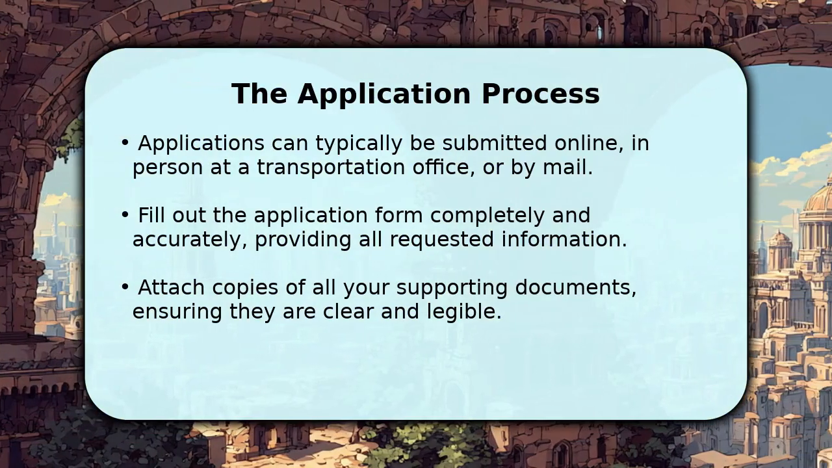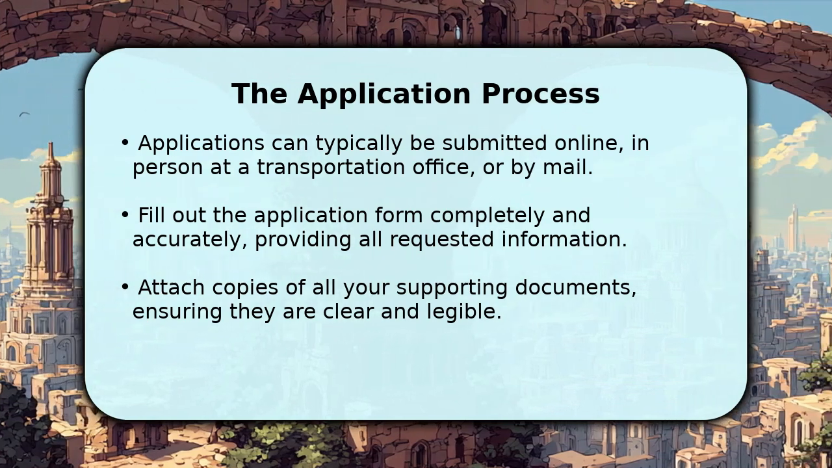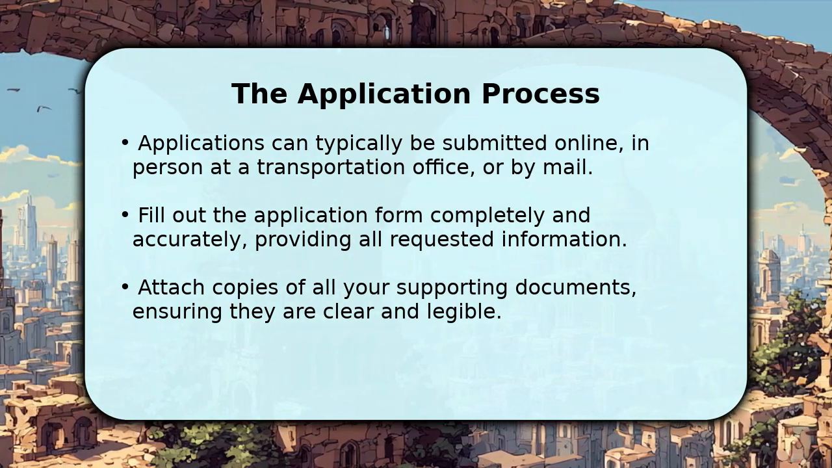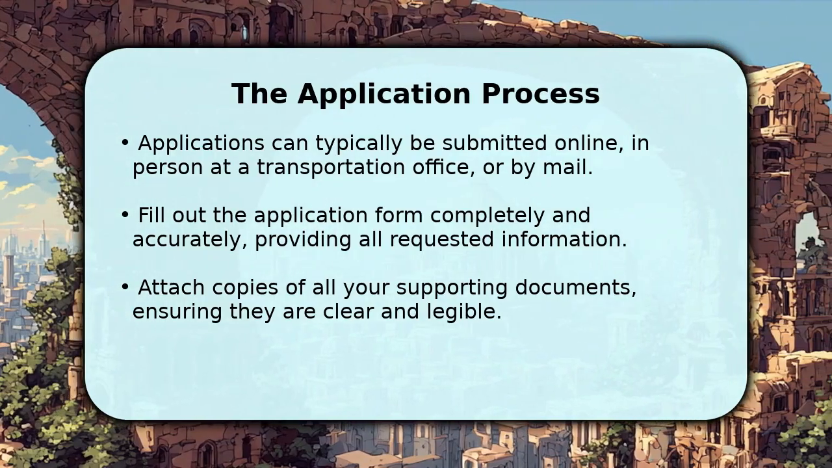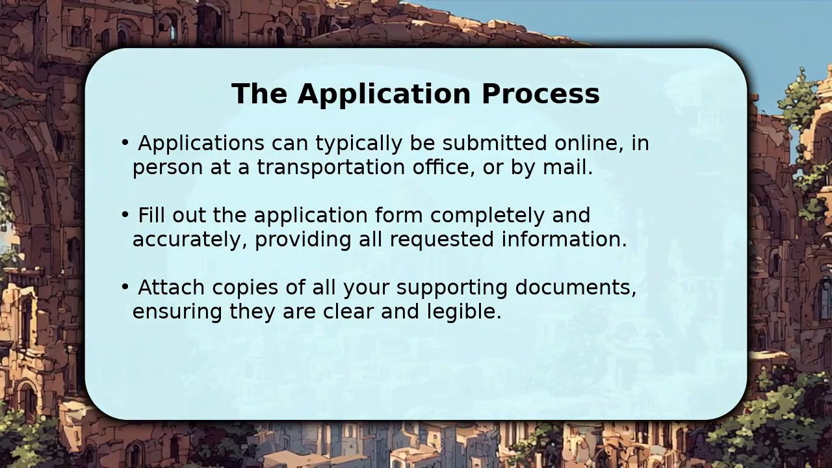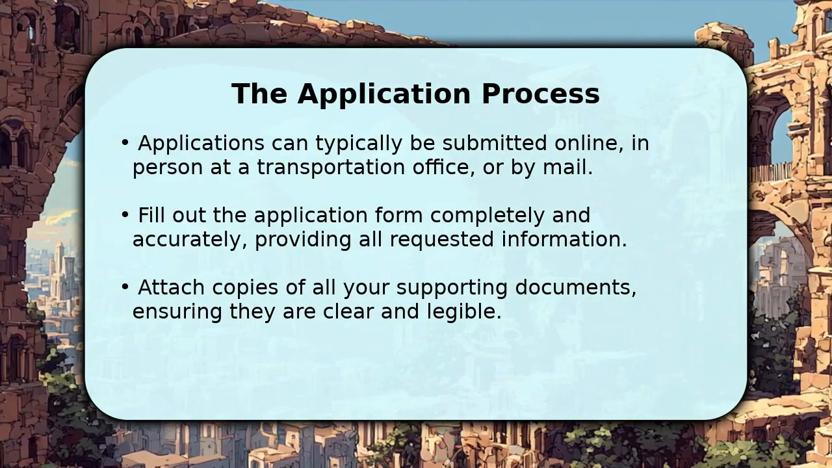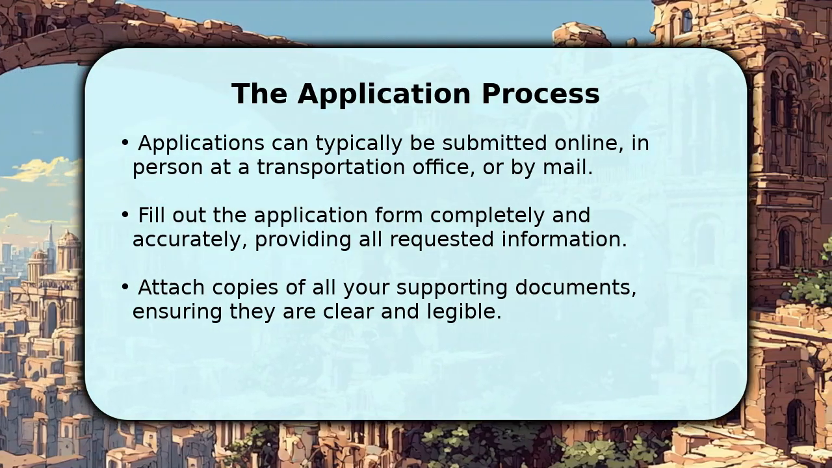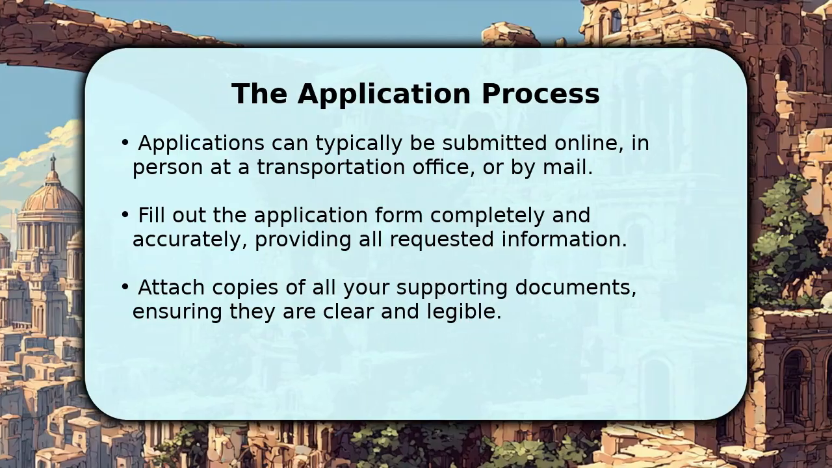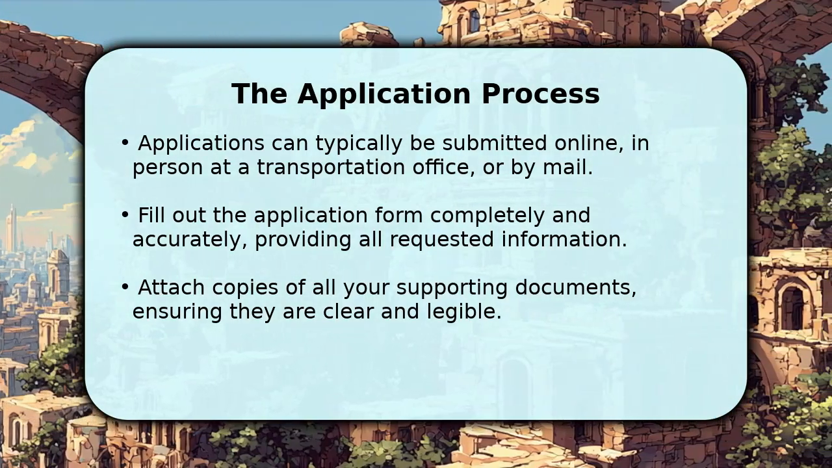Applying for your bus pass involves a few straightforward steps. First, obtain the official application form, often available on the Transportation Authority's website or at local community centers. Carefully complete every section, ensuring all details, like your full name and address, are correct. Once the form is filled, securely attach clear copies of all your required documents. You can then submit your complete package either online through their portal, in person, or via postal service.